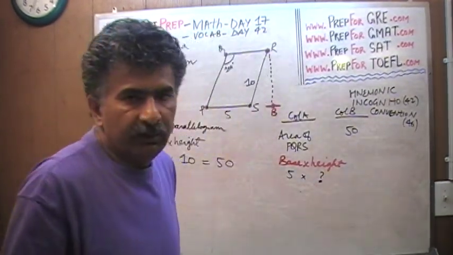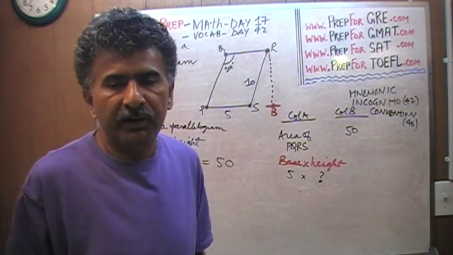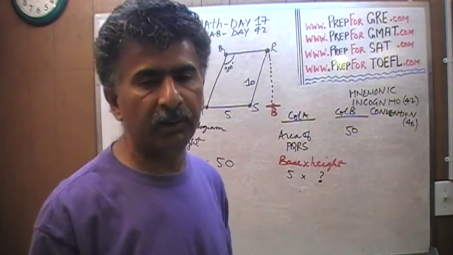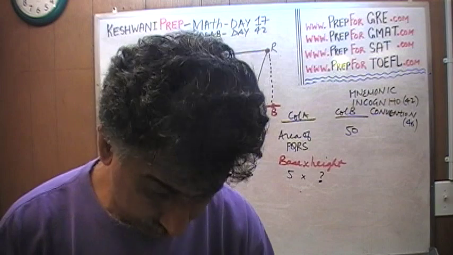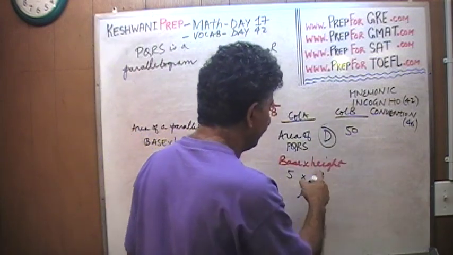So they sit there and say, well, since I do not know the height, there is no way we can figure out the area of this parallelogram. And they are correct. There is no way to figure out the area of the parallelogram, and therefore they end up saying, well, the answer is D because we cannot figure out the area of the parallelogram.